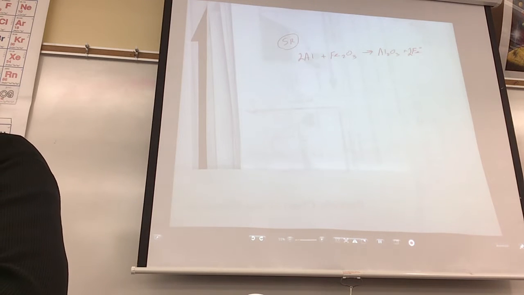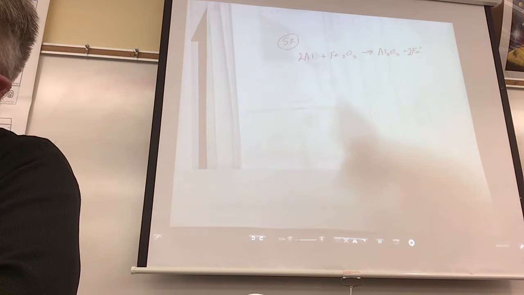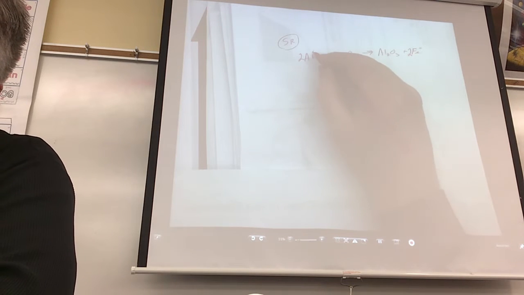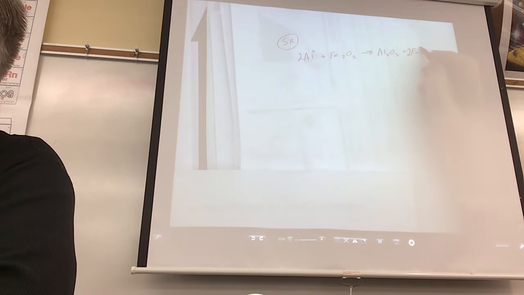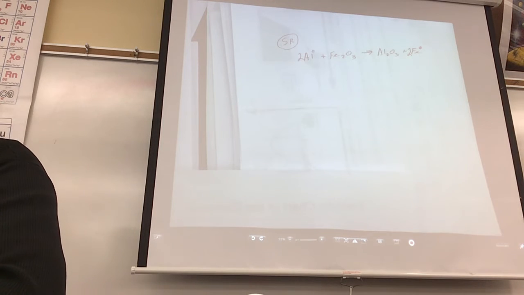So how do you assign oxidation numbers? What's the first rule you learned? If an element is not combined with any other element, 0. Okay, do you see any of those there? There's one. That was pretty easy, wasn't it?